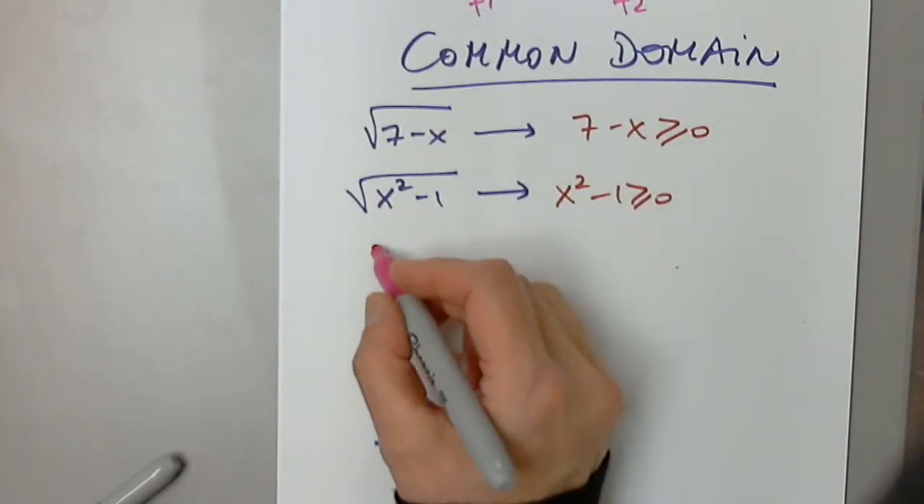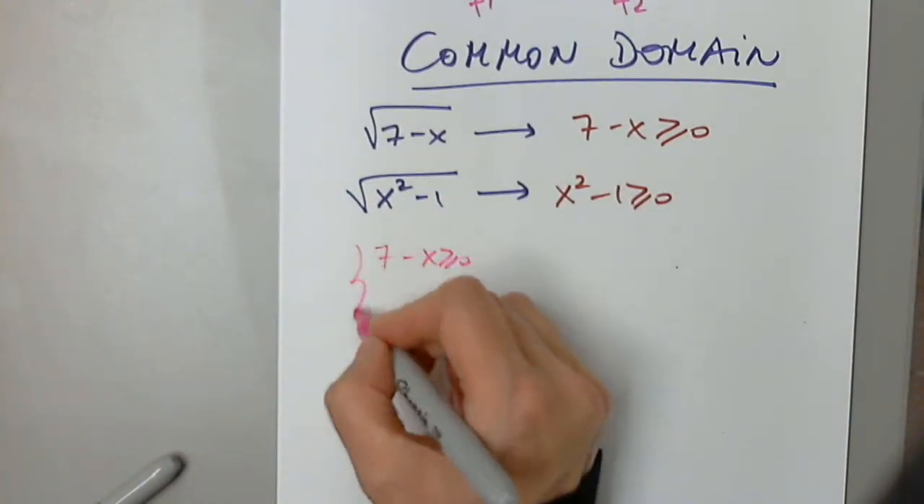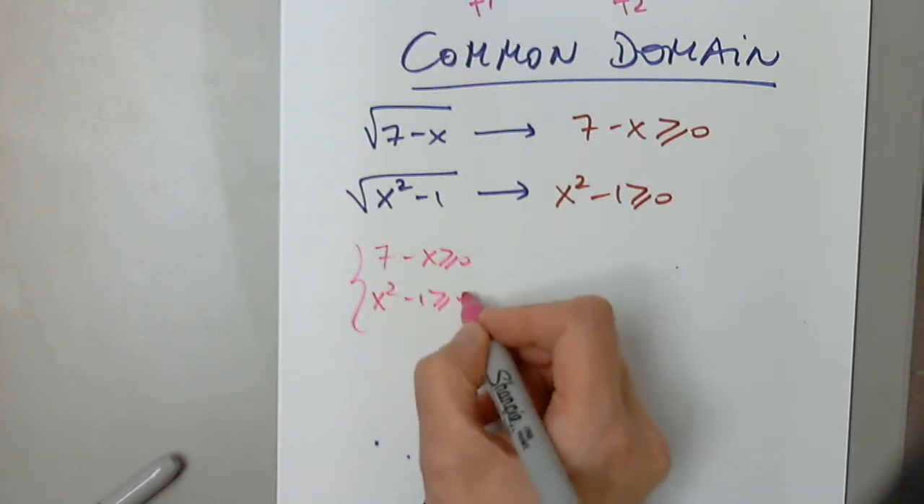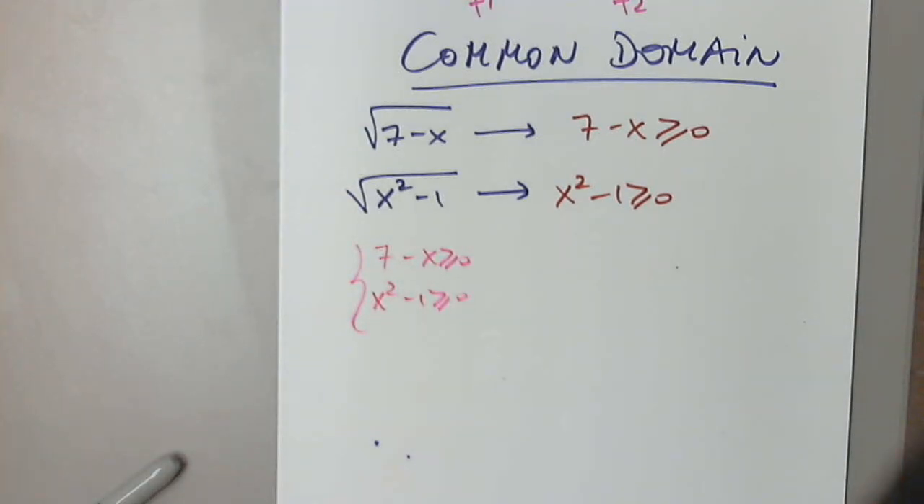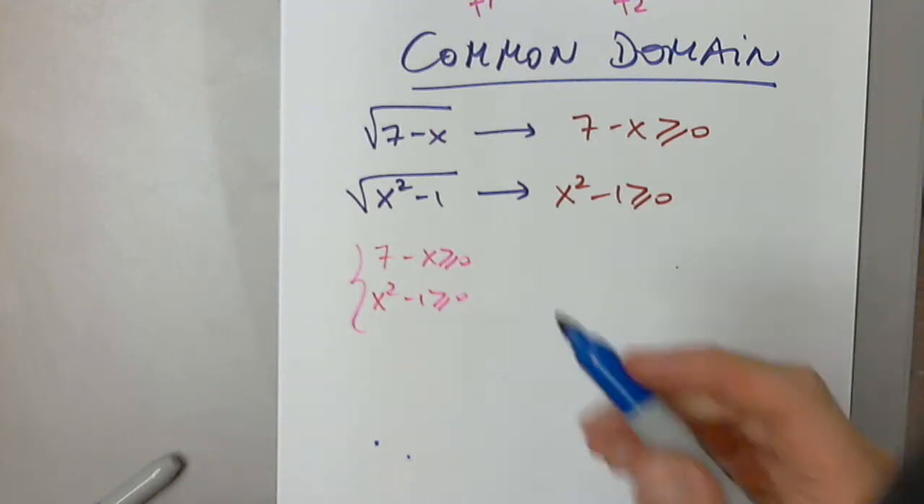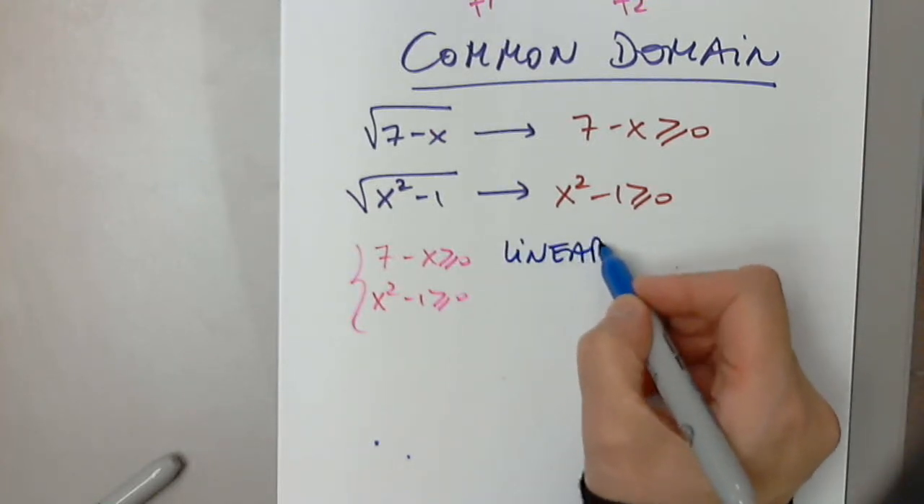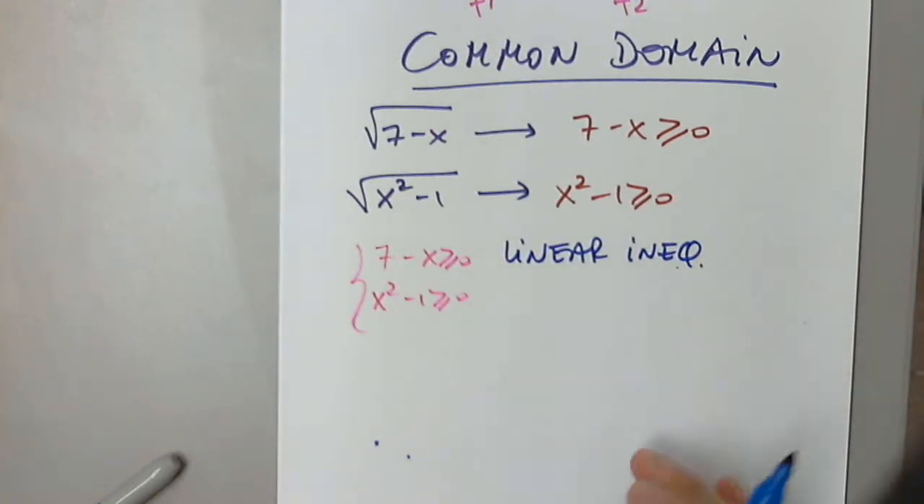What type of inequality is the first one? Is it exponential? Is it rational? Is it cubic? Is it logarithmic? Linear. Of course. Very good. It's a linear inequality.